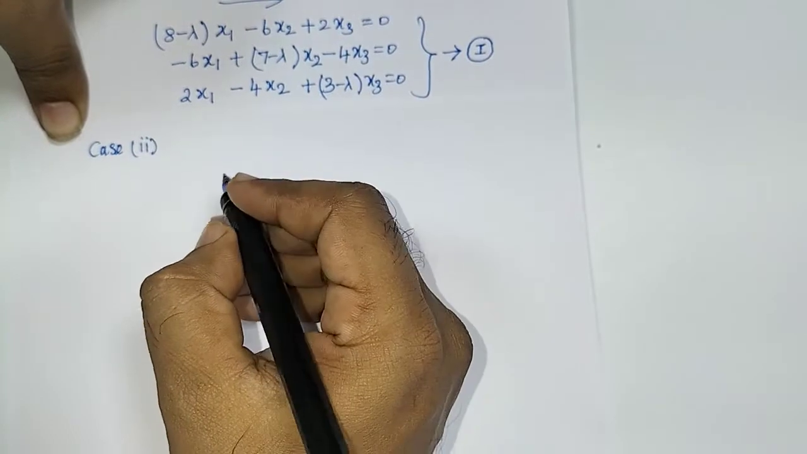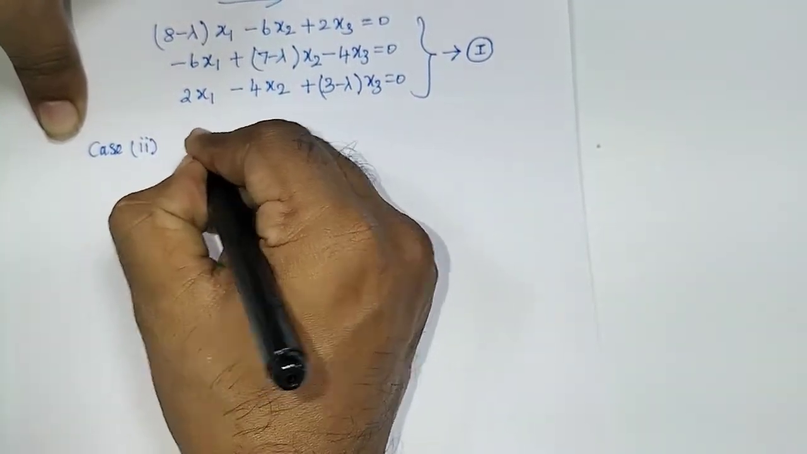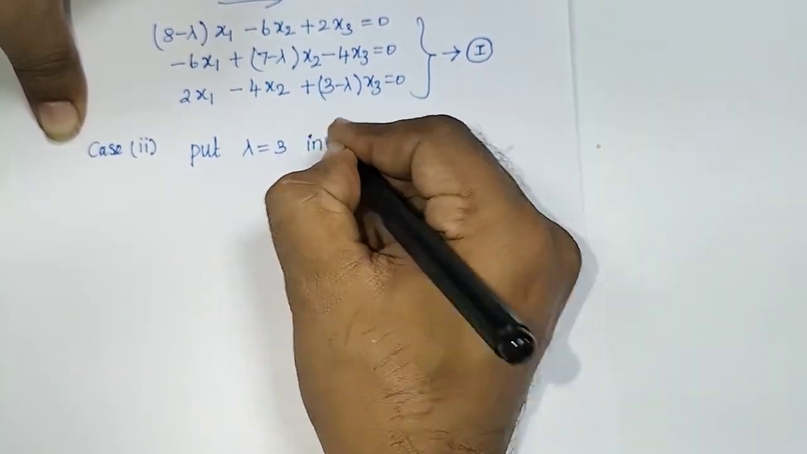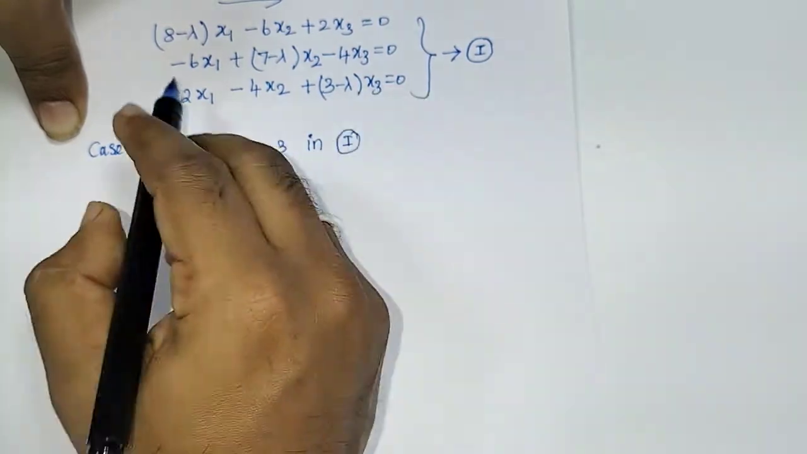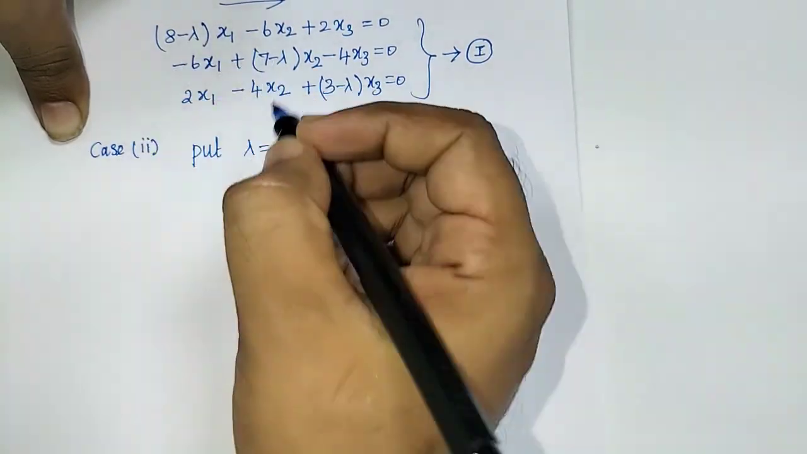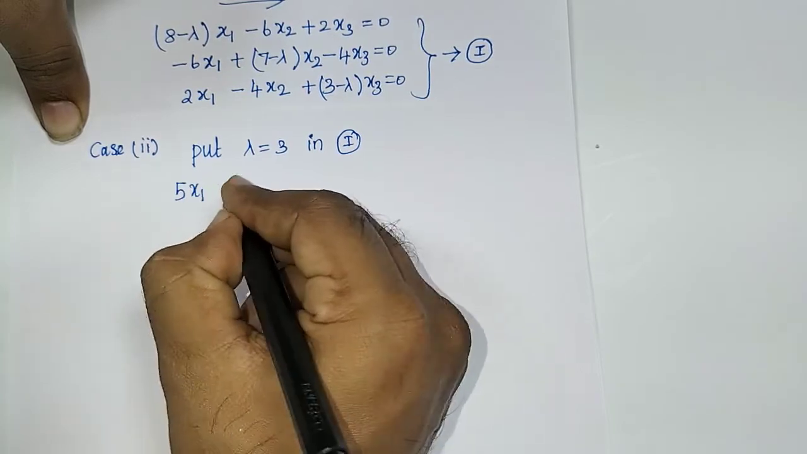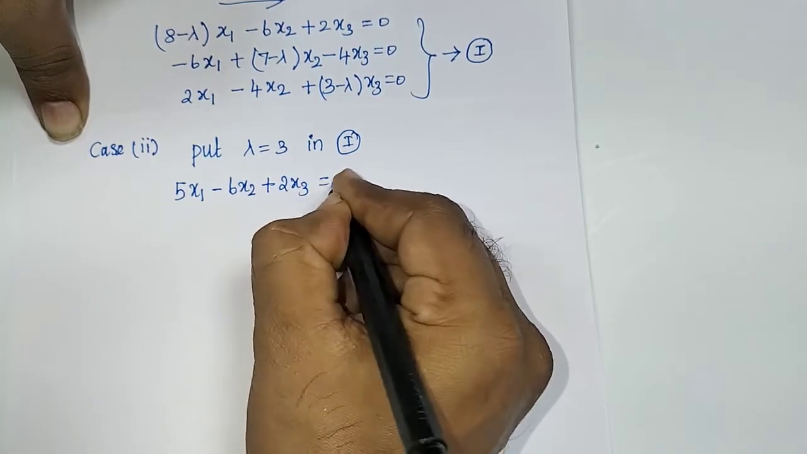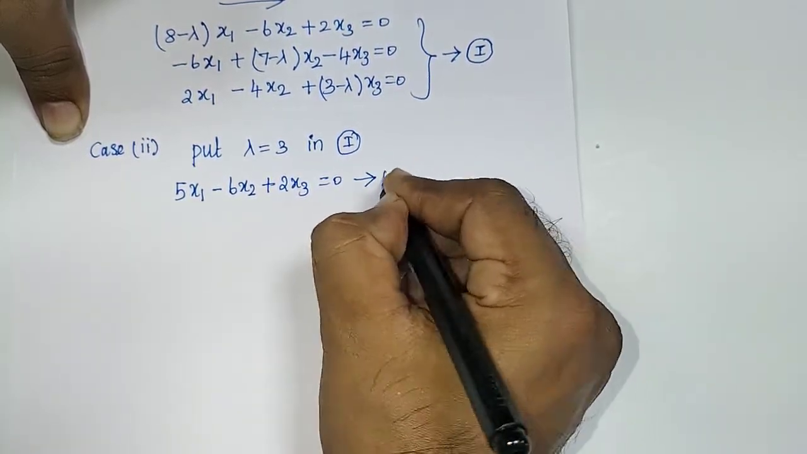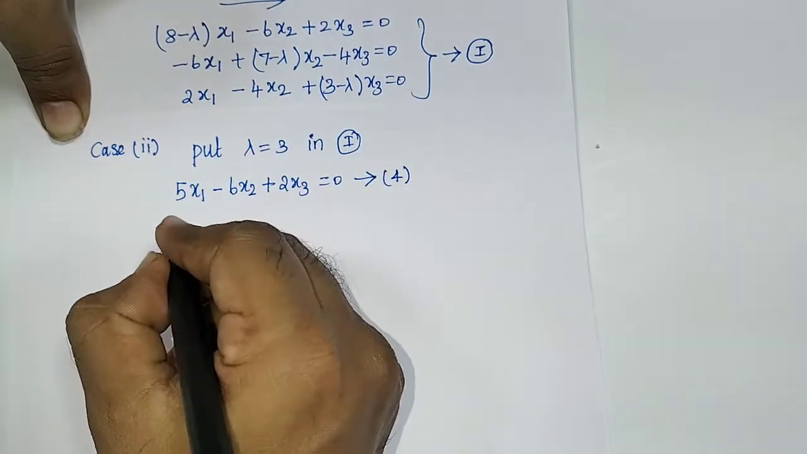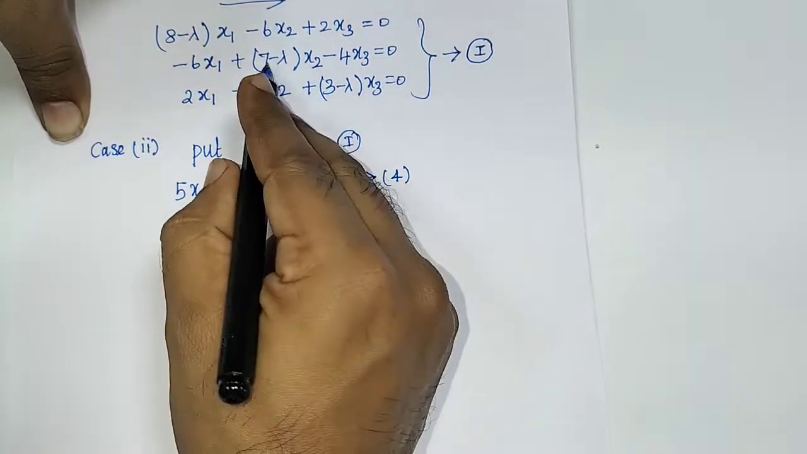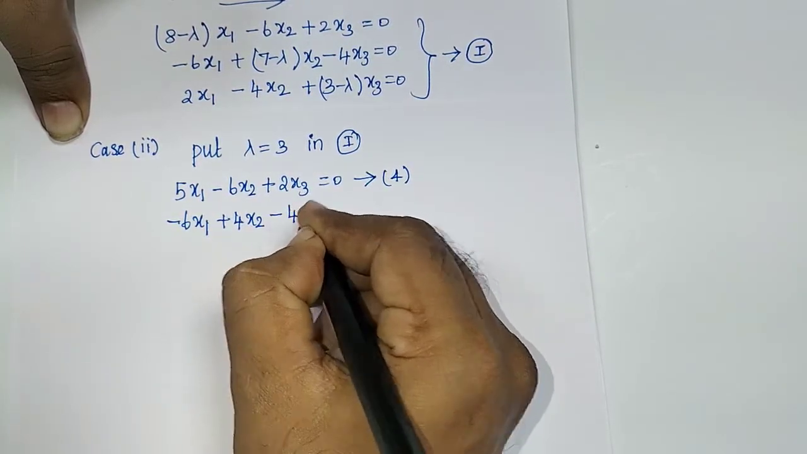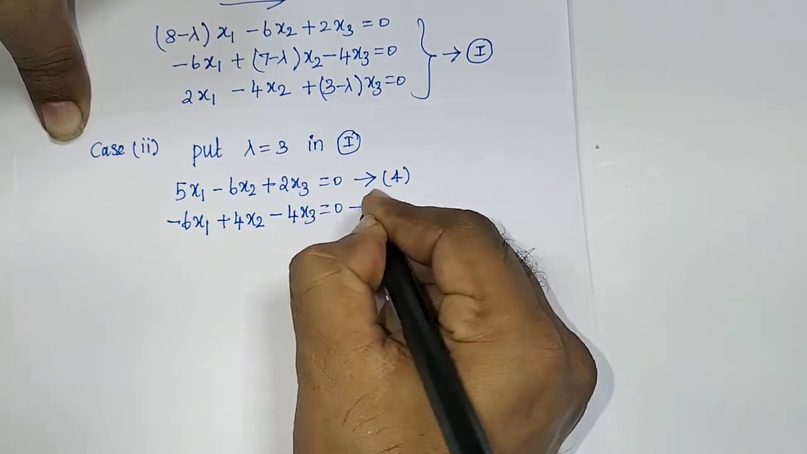So next I am going to substitute the second eigenvalue, that is lambda is equal to 3. I am going to substitute in the general equation I. Here lambda is equal to 3, you can substitute 8 minus 3, 5x1 minus 6x2 plus 2x3 is equal to 0. Equation number 4. Then in the second equation substitute lambda equal to 3: minus 6x1, 7 minus 3, 4x2 and minus 4x3 is equal to 0, which is equation number 5.